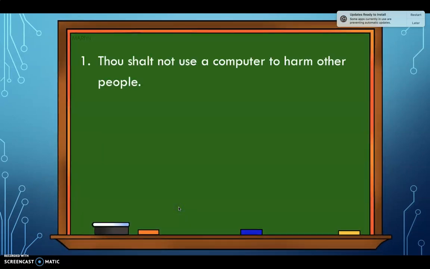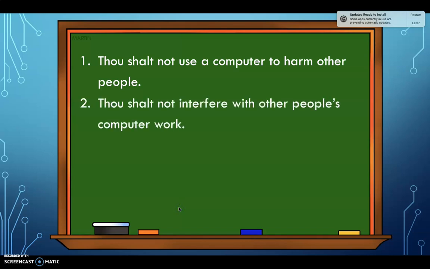Number 1, thou shalt not use a computer to harm other people. Do not program a computer to do dangerous things to people like using it to make viruses or weapons of destruction. Computers are not an excuse to do bad things to people. The programmer is responsible for the actions of his programs.